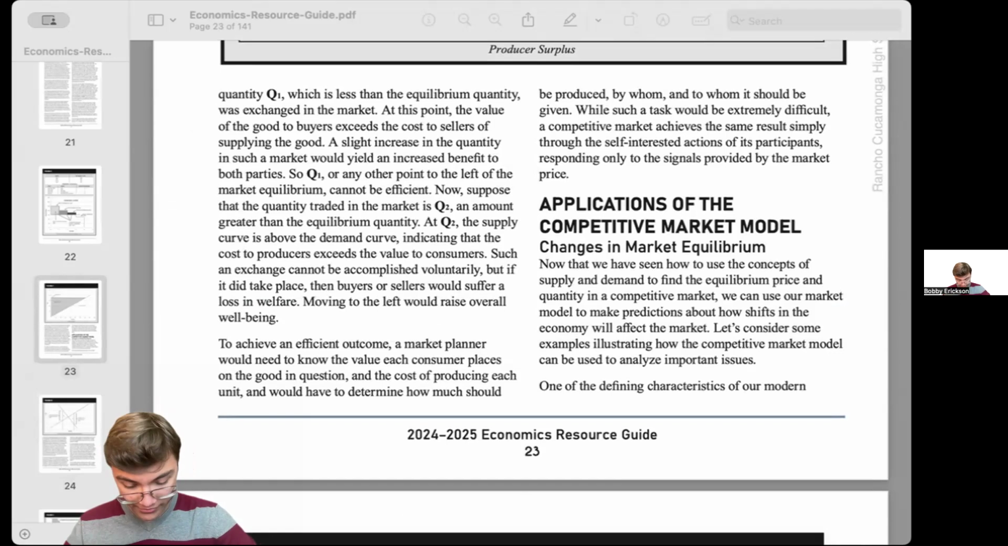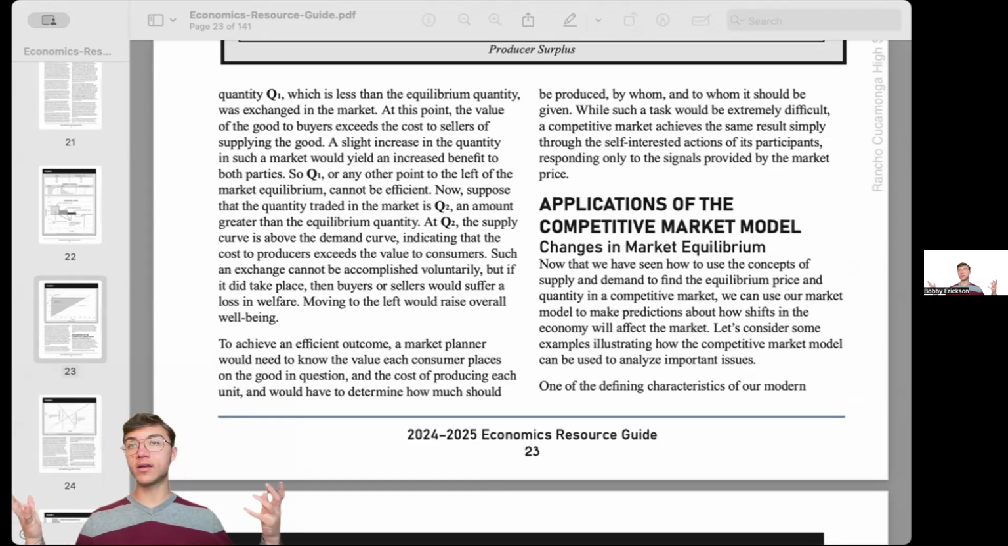It can't be accomplished voluntarily. So a market planner needs to know where each consumer places their value. How much do they value the good, and how much does it cost to produce each unit? This determines how much should be produced, by whom, and to whom it should be given.